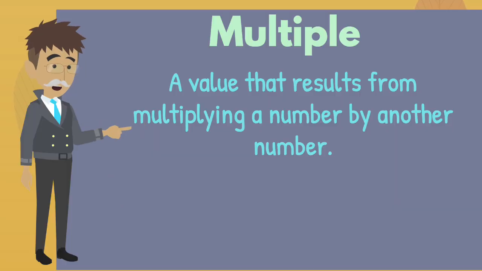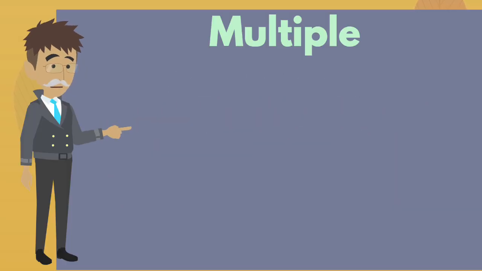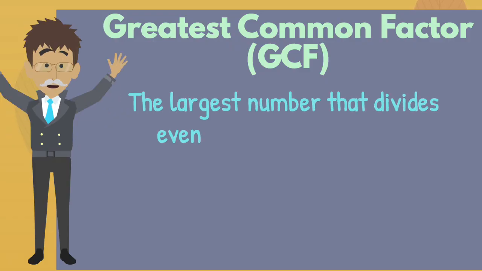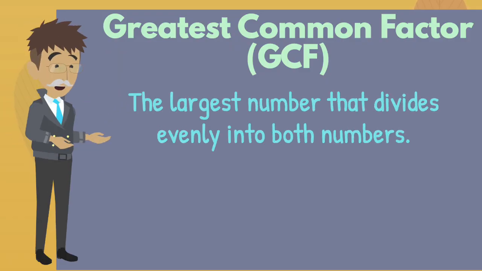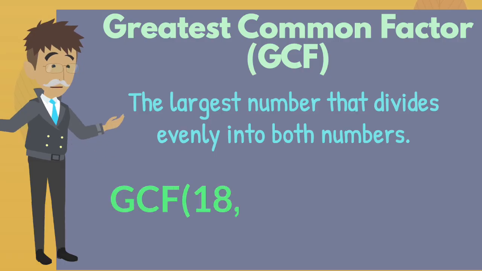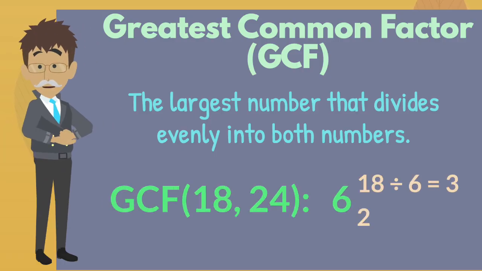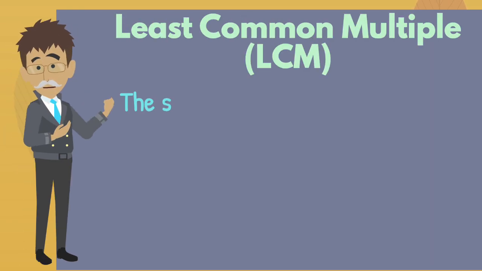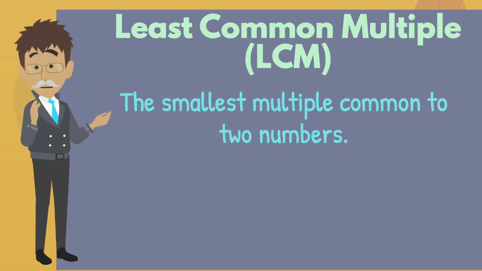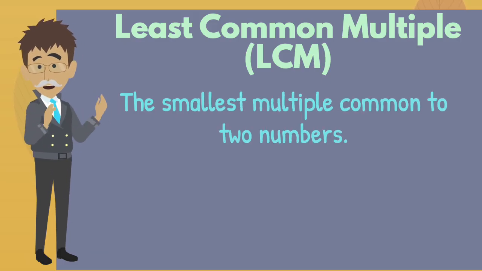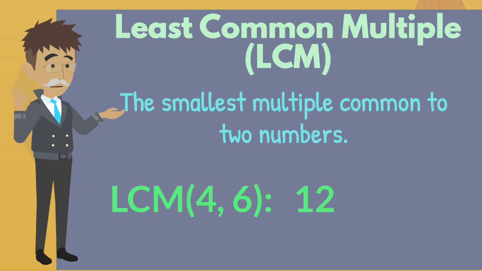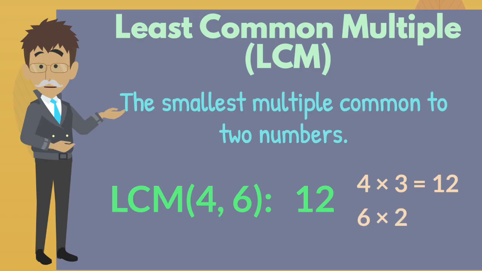Sometimes we compare two numbers and look for important relationships. Greatest common factor: the largest number that divides evenly into both numbers. For example, the greatest common factor of 18 and 24 is 6, because 6 is the largest number that divides into both evenly. Least common multiple: the smallest multiple common to two numbers, very useful when we are looking for common denominators. For example, the least common multiple of 4 and 6 is 12. 4 times 3 is 12, and 6 times 2 is 12.